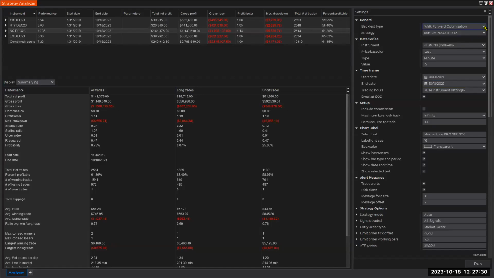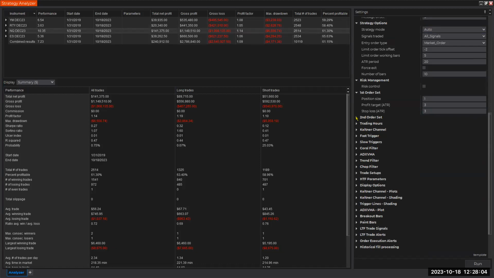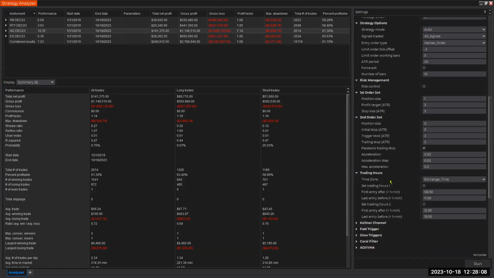I'm just going to run the backtesting again before we do anything else. So I'm just going to replicate quickly our usual backtest. I'm going to run it from 4 years up to today. And let's see, nothing in the second order set. Trading hours, I'm not restricting the trading hours.